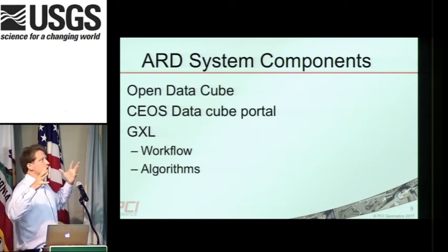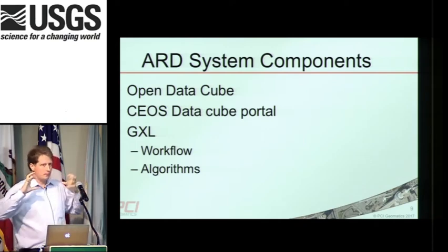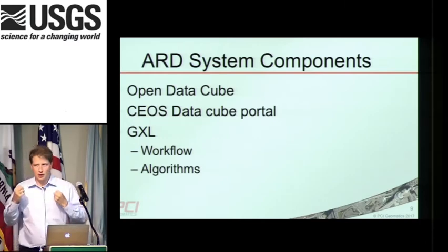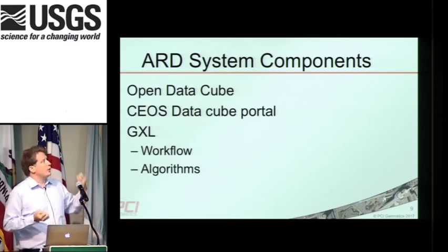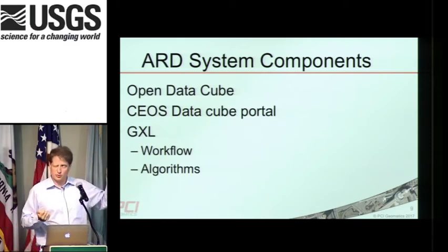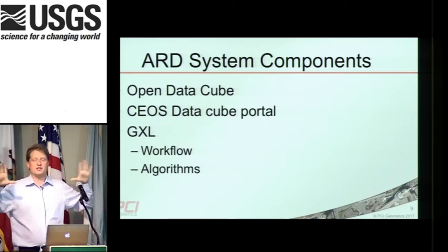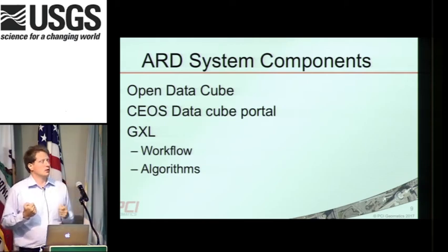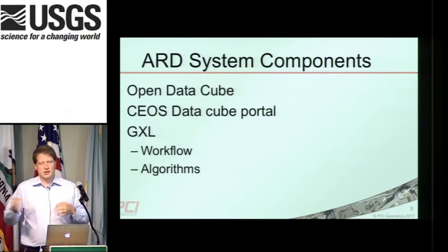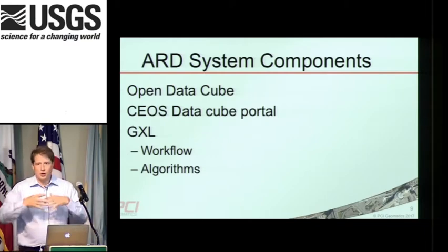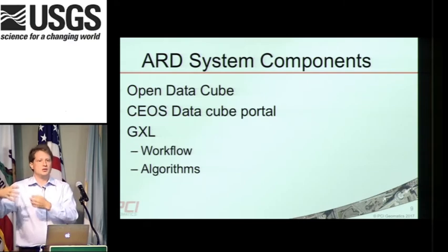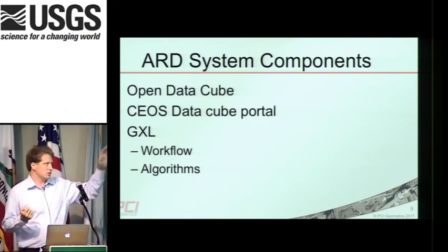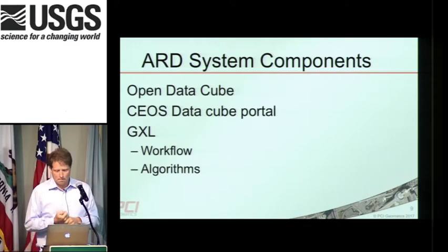We had the Open Data Cube that let us store that data in an easy to access, easy to manipulate form. We use a COS, a Council First Observation System, portal, which is a nice little user interface you can use to query the data and play with it. And then we use our own in-house software called GXL, which is a distributed processing system to process the data to bring it to the level they needed to do the analysis. We're going to discuss a little bit about the workflow and the algorithm later on.